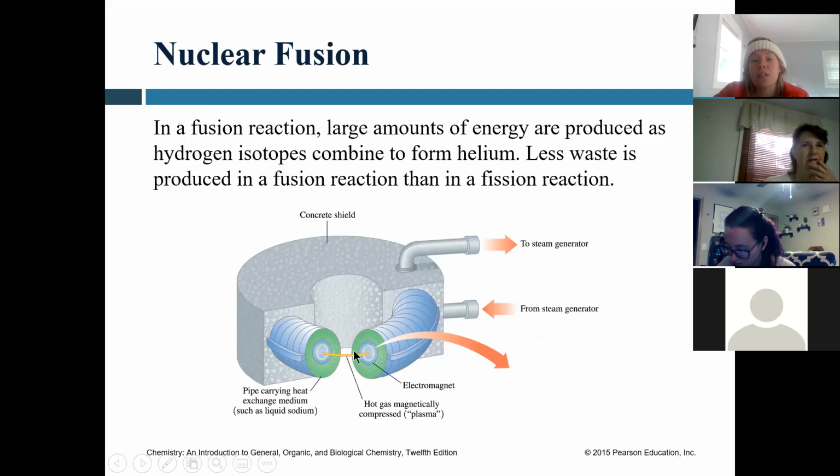In a fusion reaction, there's a large amount of energy that's produced. And the only thing that your waste really is, is helium. So there's a lot less waste. But we aren't there yet on nuclear fusion, okay? That's kind of a pipe dream for physicists. Someday maybe we'll get there, but not there yet.